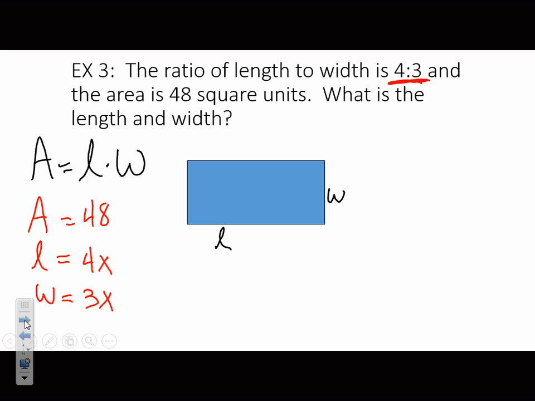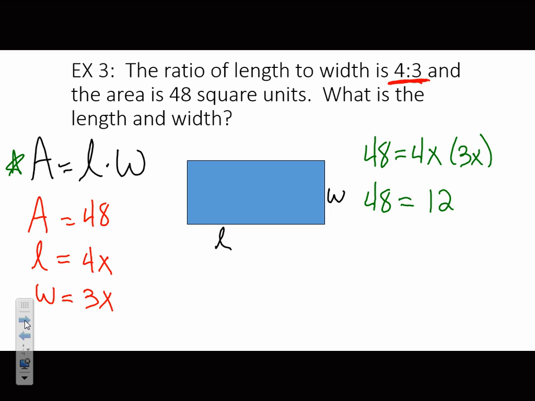Once I have all the information, I'm going to plug it back into this equation. My area is 48, and that equals length, which is 4x, times 3x. So I'm going to multiply those together. I get 48 equals 4 times 3 is 12. Now this is what's important: x times x is x squared.